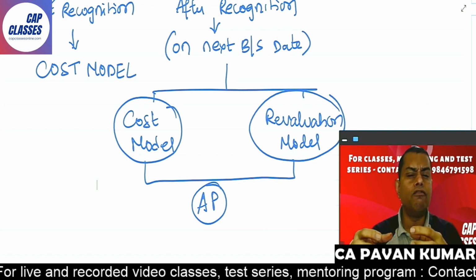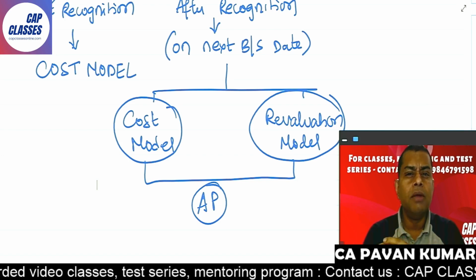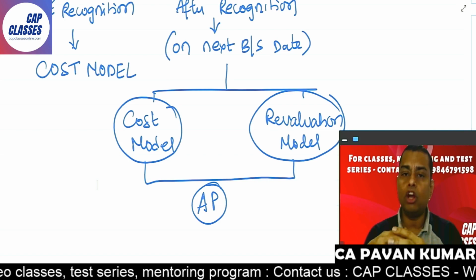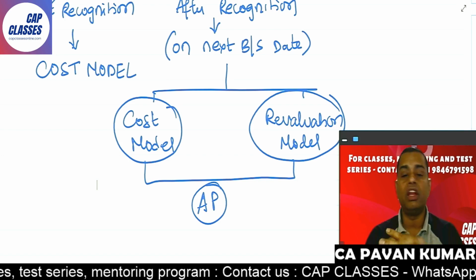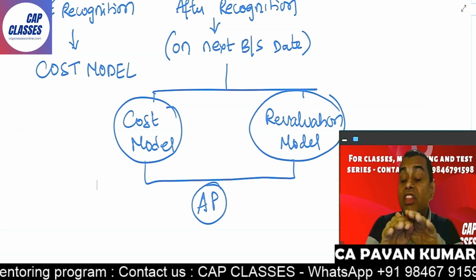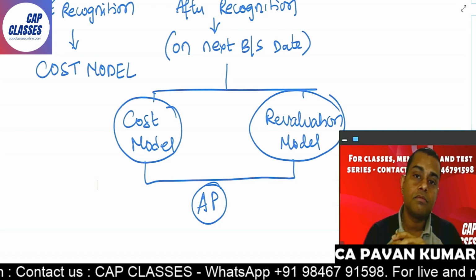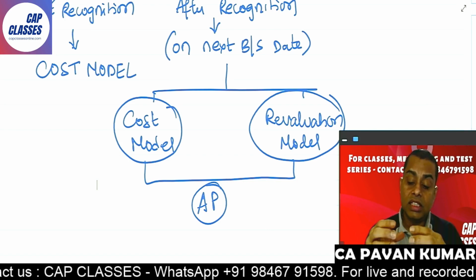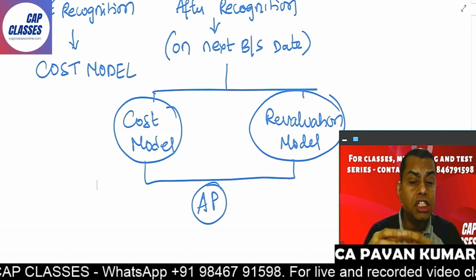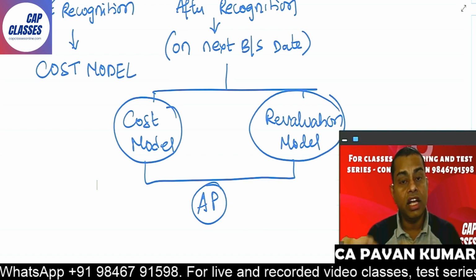Say for example, you have four lands. You cannot say, Pavan sir, two lands I'll follow cost model, two lands I'll follow revaluation model. No. If you have four lands and they fall in one class, the same valuation model shall be used to measure these four lands in your balance sheet.